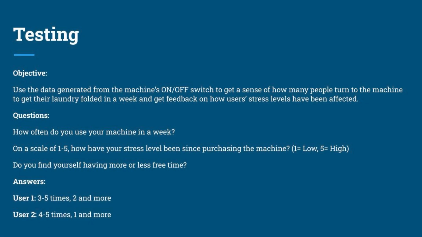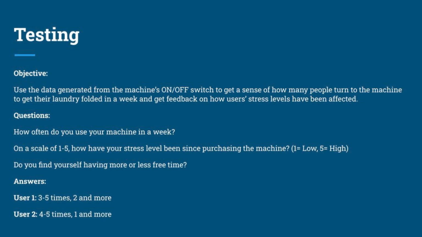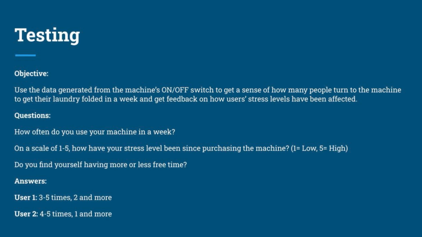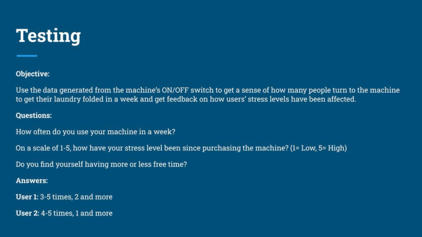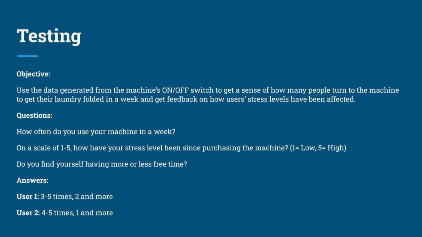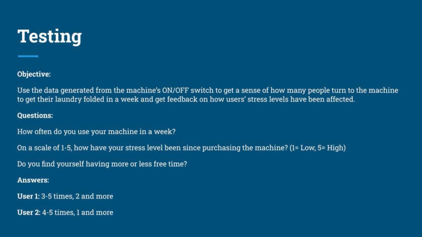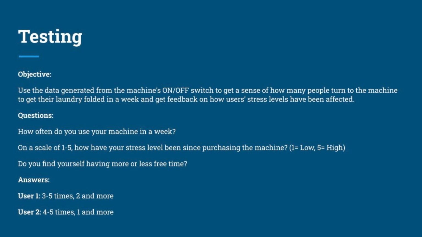Next up, we have our testing, which is quantitative. The objective of this testing would be to use the data generated from the machine's on and off switch to pretty much get a sense of how many people turn to the machine to get their laundry folded within a week. And we'd also want to get feedback on how users' stress levels have been affected. Some questions we developed to help get us that information were: how often do you use the machine in a week? On a scale of 1 to 5, how have your stress levels been since purchasing the machine, with 1 being low and 5 being high? And do you find yourself having more or less free time?